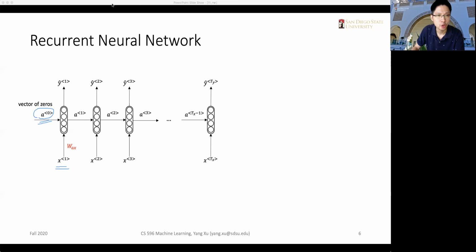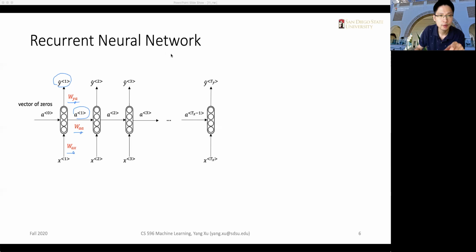Okay. So now let's look at the parameters. The WAX and WAA that are highlighted here, and WYA, are the parameters that will be used to compute the predictions, the outputs for each time step and the activations. Okay, we have 3 sets of parameters: WAX, WAA, and WYA. So the subscript here indicates what the outputs and what the input is for those parameters.